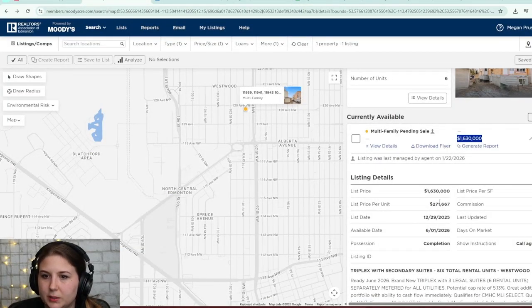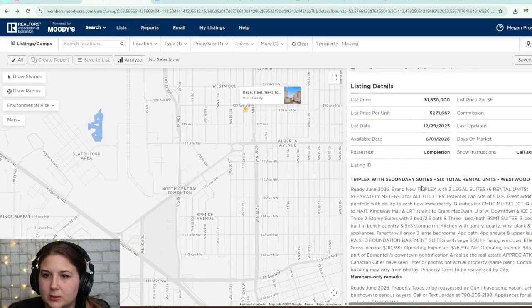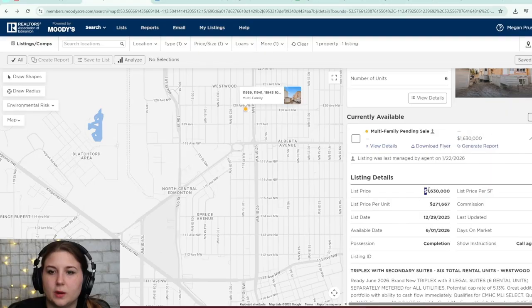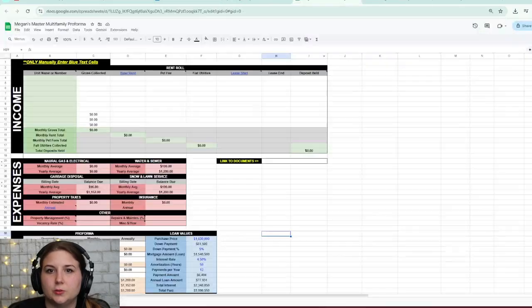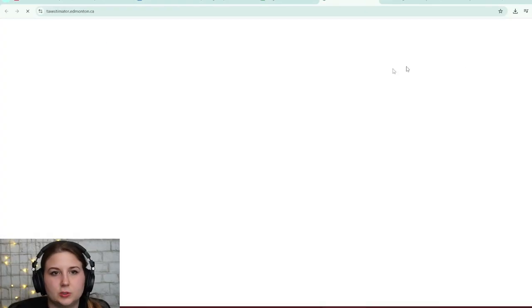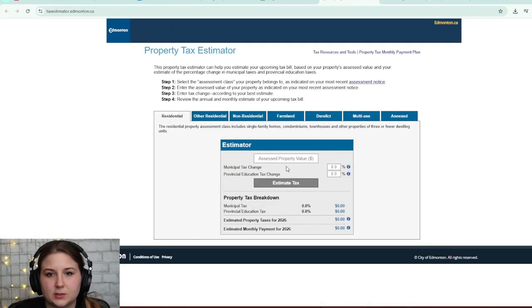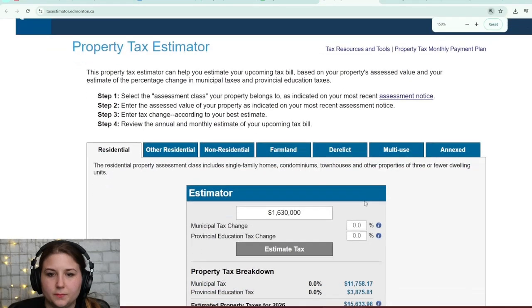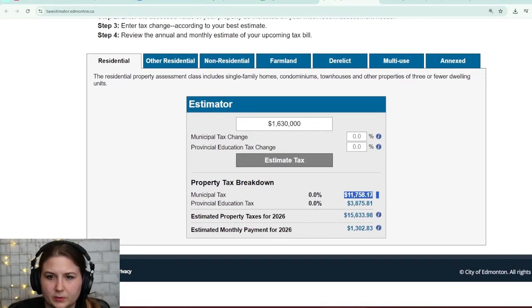Now, what do we need for property taxes? Won't be established yet. So if you don't have property taxes, what you're going to do in my multifamily sheet, or you can just search this for yourself. You can literally just search Edmonton property tax estimator. If you just put the price in, it'll estimate the tax for you. So down here, you can see $11,000 worth of tax.